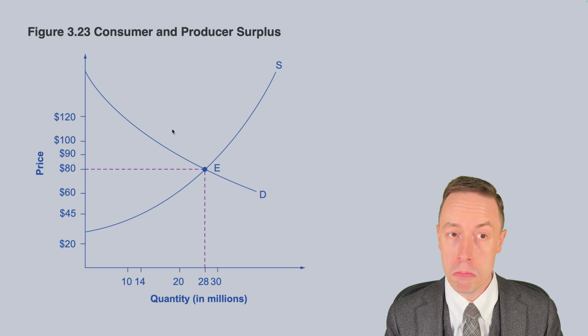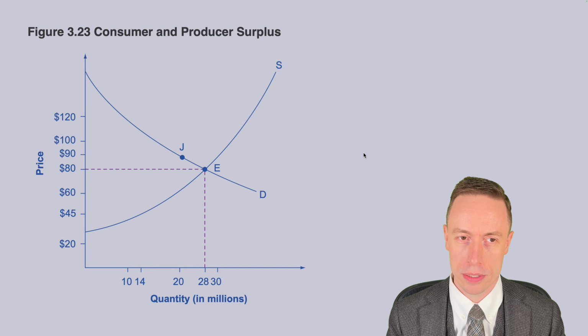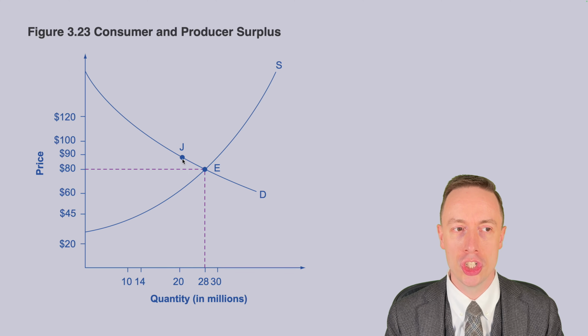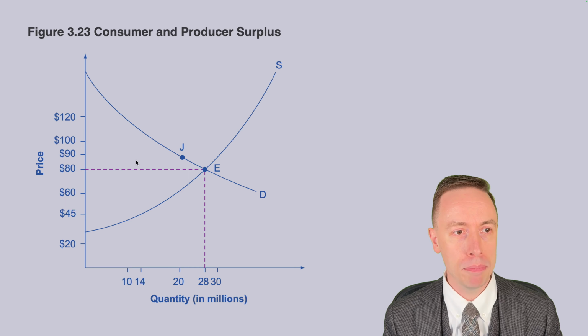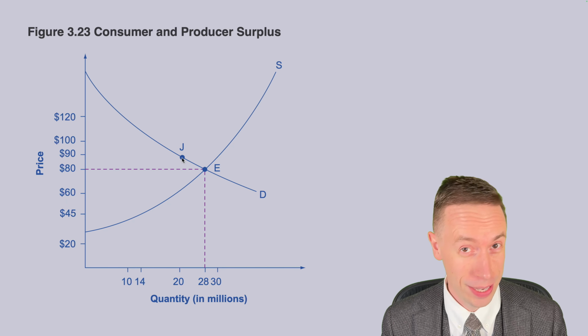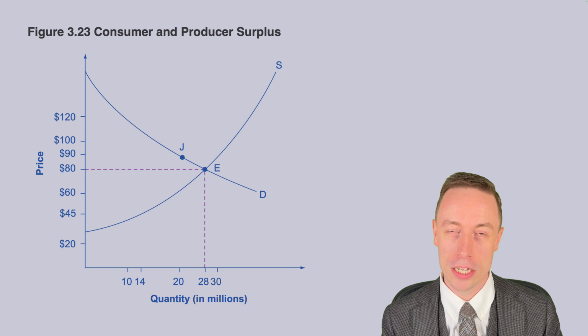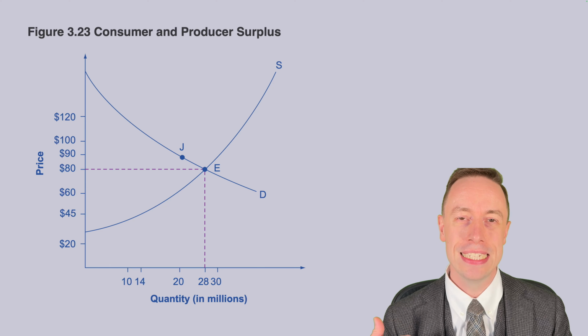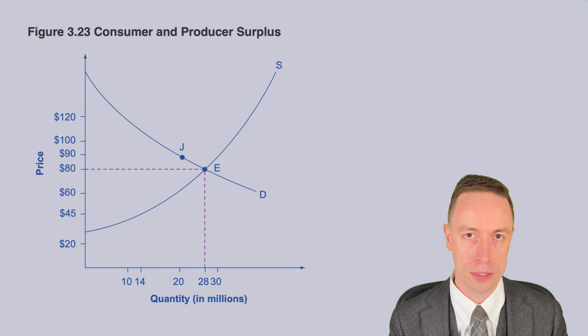But over here, lots of buyers. Let's focus on a specific one. Let's call them Buyer J. Buyer J is willing to pay up to $90 for the product. Currently, though, the product is only $80. So we would say Buyer J is earning $10 worth of consumer surplus when buying this product.